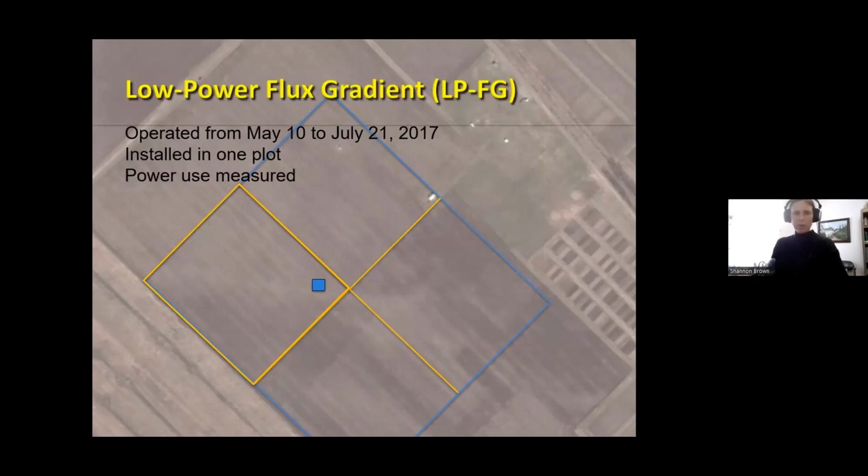So the low power flux gradient system was operated from May to July of 2017, and it was installed in just one plot. So it was just a single measurement. And throughout the study period for this system, the power use was measured.